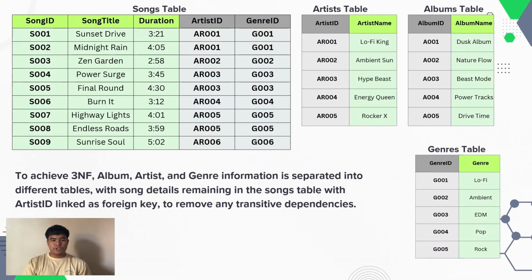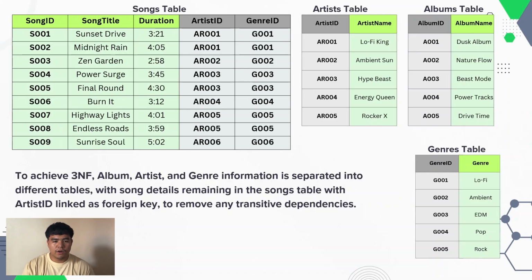To fix this issue and achieve 3NF, we separate album, artist, and genre into their own independent tables. So instead of having everything inside the songs table, we now have a songs table that keeps song ID, song title, duration, and references to artist ID and genre ID as foreign keys.